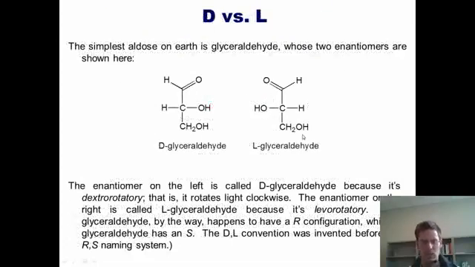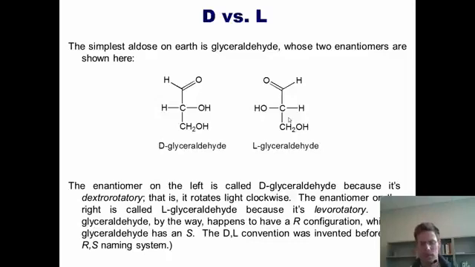I'll now introduce you to a special concept called D and L notation, which requires you to know the following background. The simplest aldose on Earth is glyceraldehyde, whose 2 enantiomers are shown here. And yes, I am showing them as Fischer projections instead of as the traditional wedge and dash structures we've become accustomed to in the past. The enantiomer on the left is called D-glyceraldehyde because it happens to be dextrorotatory. That is, it rotates plane polarized light clockwise. The enantiomer on the right is called L-glyceraldehyde because it happens to be levorotatory. That is, it rotates plane polarized light counterclockwise.